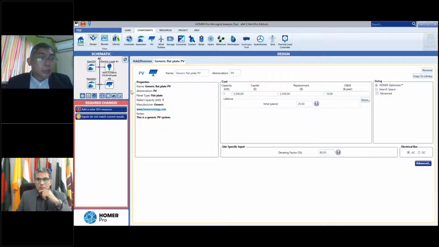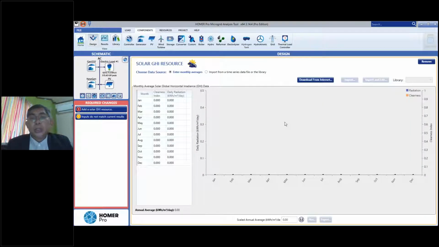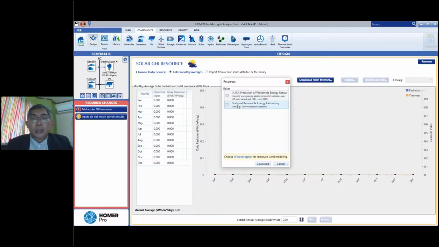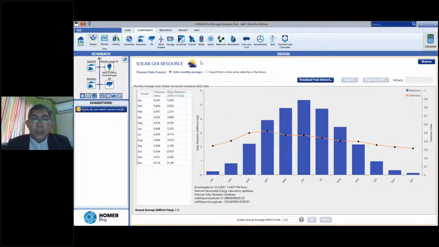Okay, so we can use the default parameters, but again, the software will be looking for the solar radiation data, so we can download data from the internet. We have two choices, NREL and NASA. In this case, we'll just use NREL data. Okay, and simulate the system.